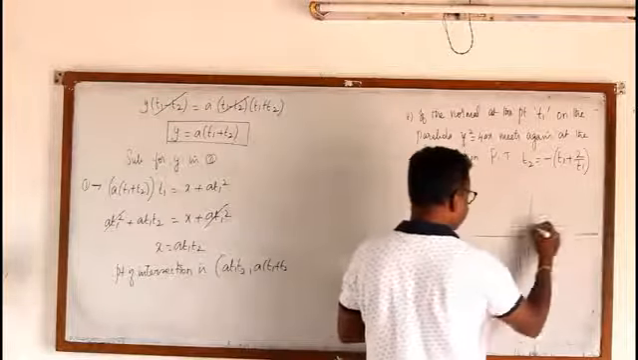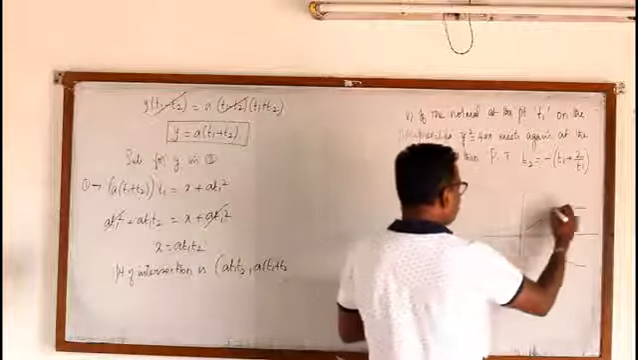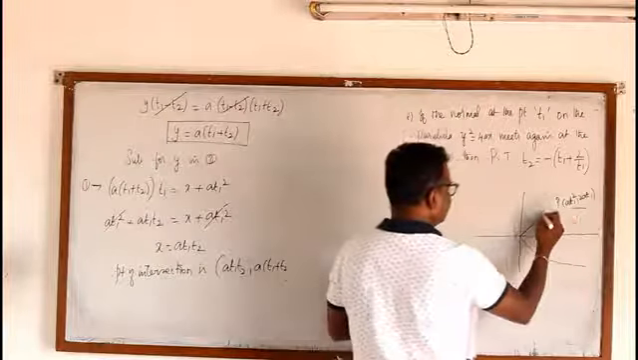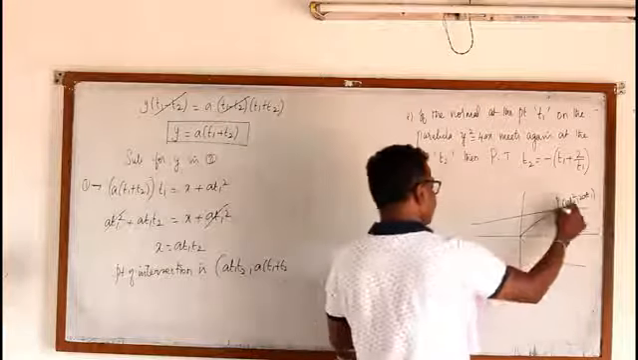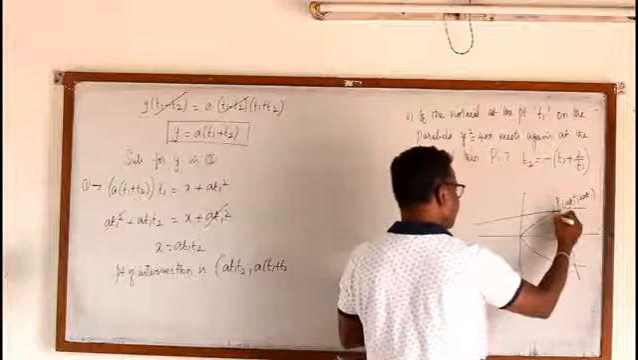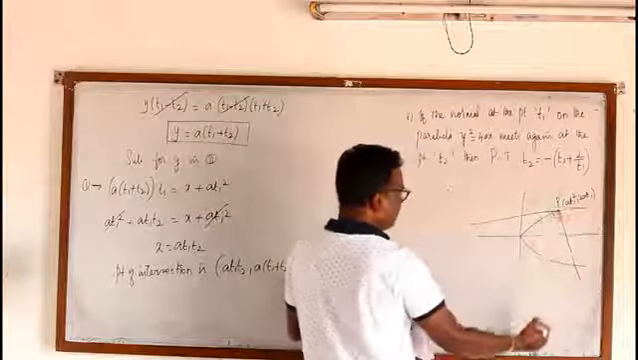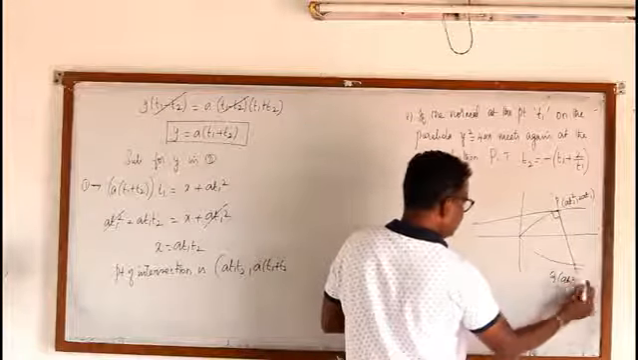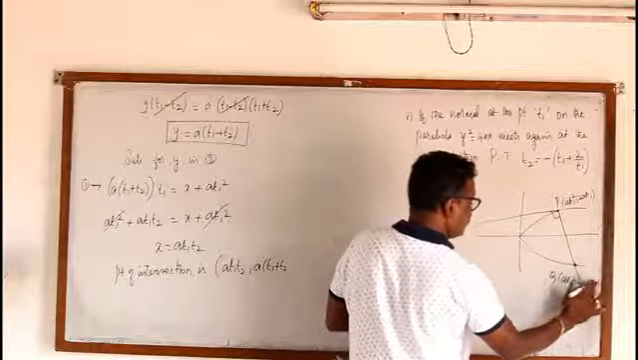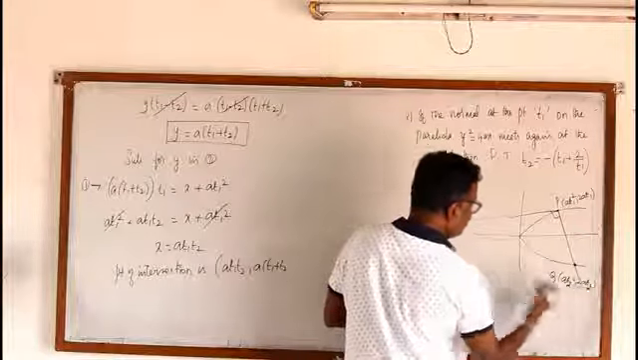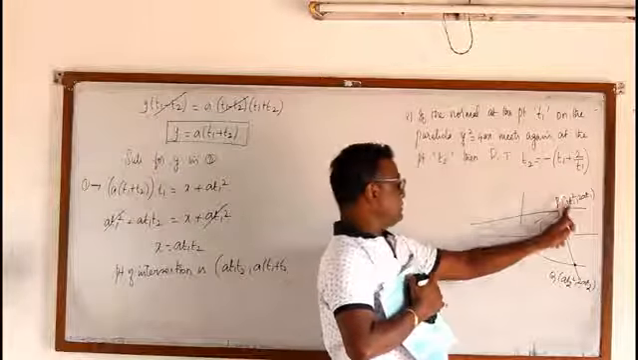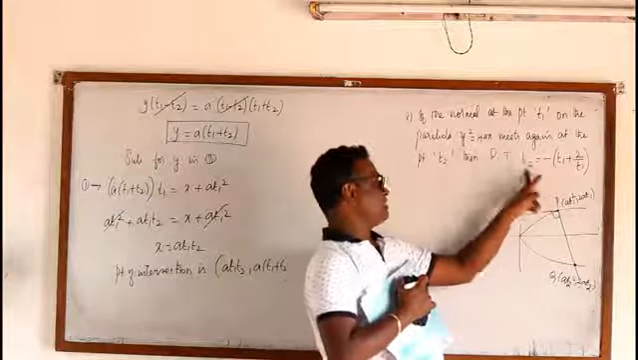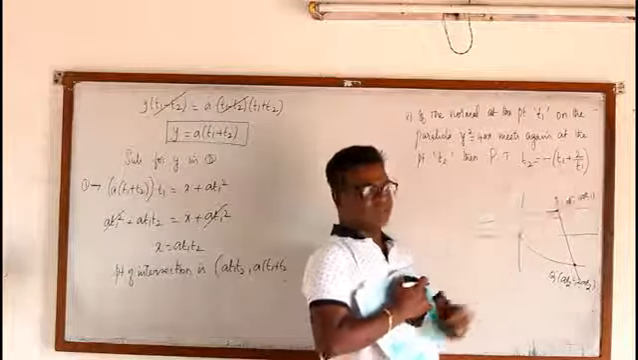Suppose if I try to draw a diagram, if this point is P as at1 square comma 2at1, then this is the tangent, isn't it? Then if I draw a perpendicular line, then it is the normal. This is the normal at t1 that meets the curve again at Q as at2 square comma 2at2. So this is the question. The normal at t1 meets the curve again at t2. Then t2 and t1 will have this relationship, t2 equal to minus of t1 plus 2 by t1. This is what we have to do.